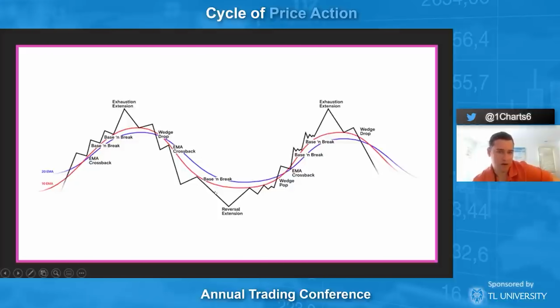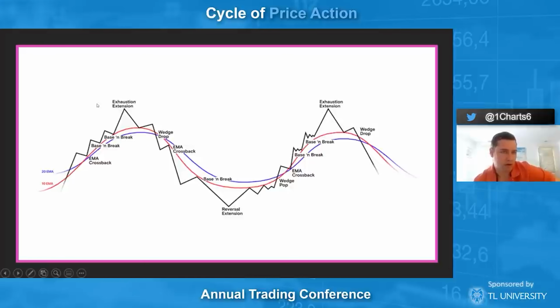But rather than fear taking over the tape, you start to see euphoria. You'll start to see people chase the market up. People start to get really excited about how much money they're making, etc. And when you get extended to the upside, that's often a time to sell into strength. You don't always know that this is going to be the top. The confirmation of that is the ensuing wedge drop.